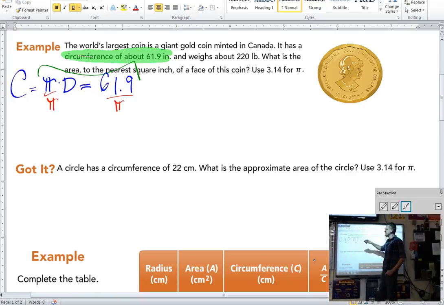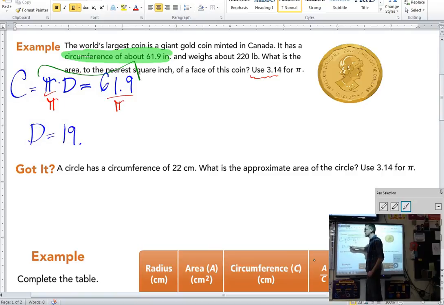So when you type this in, use 3.14, please. So our diameter is going to be that 61.9 divided by 3.14, and it comes out, Izzy? 19.71. Yeah, so we can use squiggly equals because we're approximating. I will not take off and use regular equals.